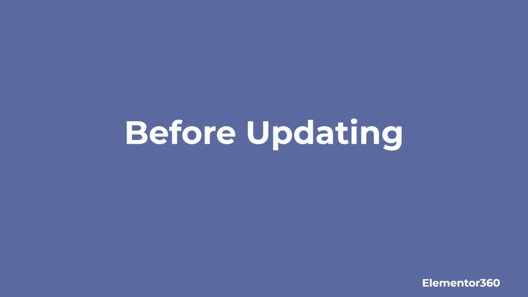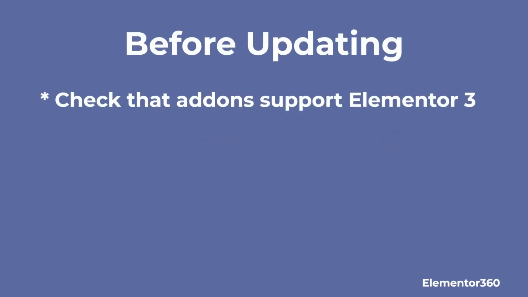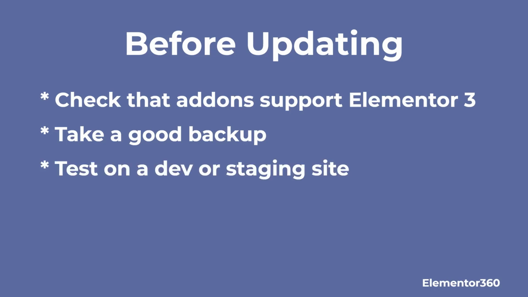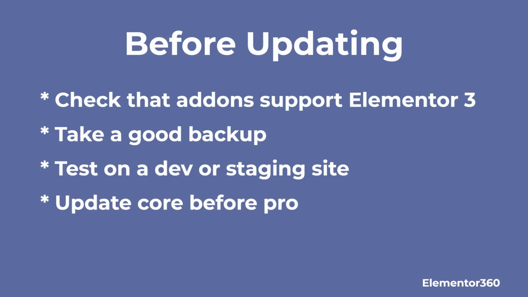So there are four things to do before updating. First, it's a good idea to check that your Elementor add-ons have been updated to support Elementor 3. Second, take a good backup before you start. Third, if you can, test out the updates first on a local development site or an online staging site. And fourth, when you do update, first update the free version of Elementor, now referred to as Elementor Core, before updating Elementor Pro. Okay, let's start looking at what's new with Elementor 3.